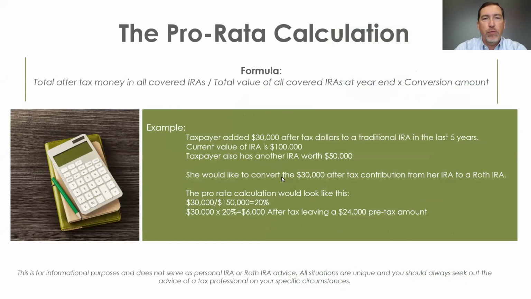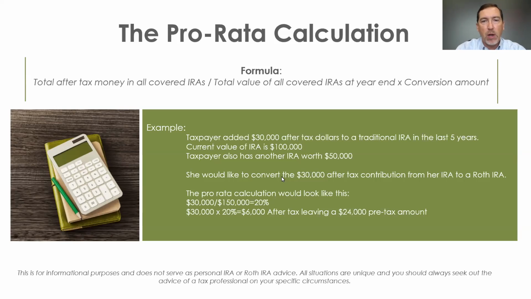The formula for a pro-rata calculation is the total after-tax money in all covered IRAs divided by the total value of all covered IRAs at year end, multiplied by the conversion amount. Here's an example to go through that, because this is where it can get complicated if you have after-tax dollars in a traditional IRA. You would think that after-tax dollars you could just move over into a Roth IRA and not pay taxes on them, but that's not true. That's why this calculation is so important.